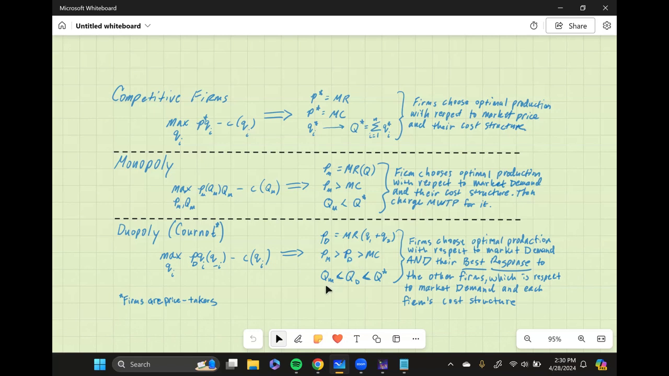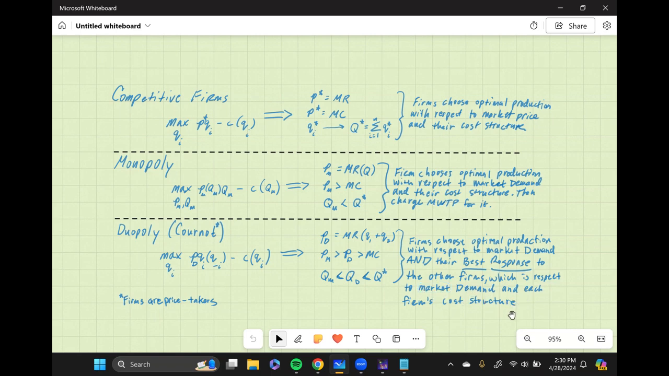And then for the quantities, it's the same story. The duopoly quantity falls directly in the middle. Not, I shouldn't say directly in the middle. It just falls in between the competitive outcome and the monopolist outcome. Okay, so here we say firms choose optimal production with respect to market demand and their best response to the other firms, with respect to market demand and each firm's cost structure.